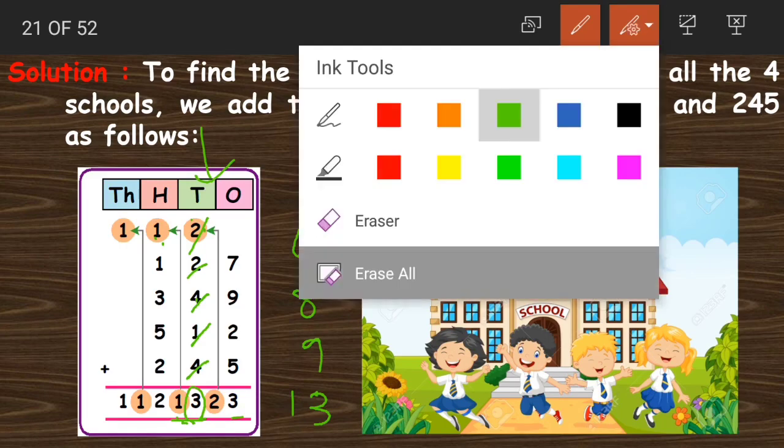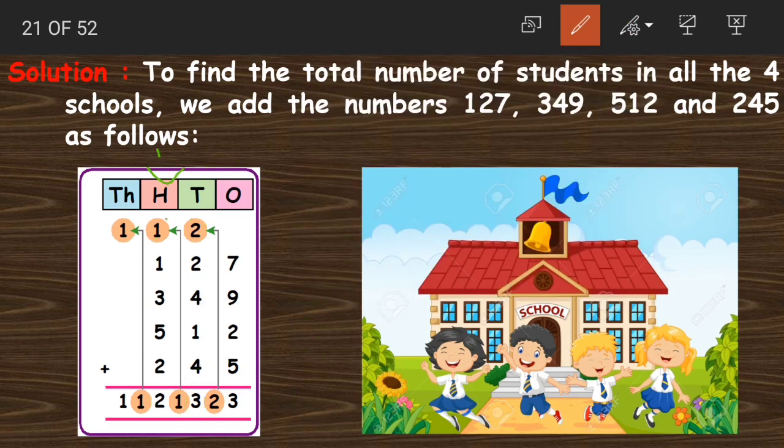Now coming to the hundreds place, we have 1 plus 1. 1 plus 1 becomes 2. Now 3. 2 plus 3 becomes 5. Now again 5 plus 5. 5 plus 5 becomes 10. Now 10 plus 2 becomes 12.